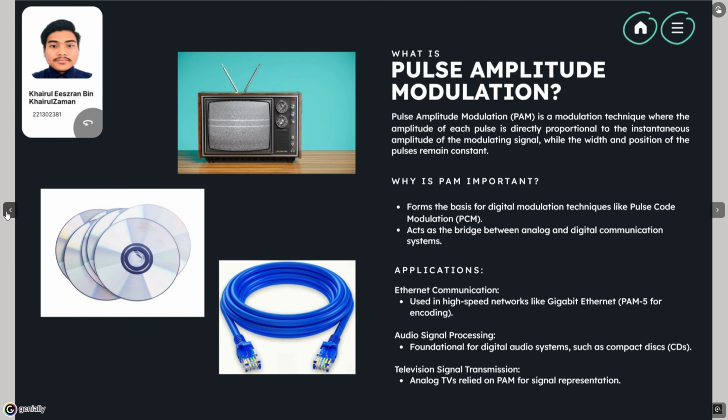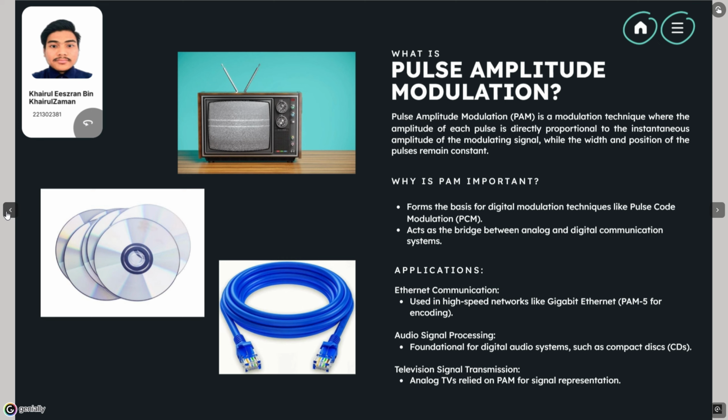What is pulse amplitude modulation? Pulse amplitude modulation is a technique where the amplitude of each pulse matches the instantaneous amplitude of the modulating signal, while the width and the position of the pulses remain constant. Why is PAM important? It forms the foundation for digital techniques like pulse code modulation and bridges the gap between analog and digital communication.